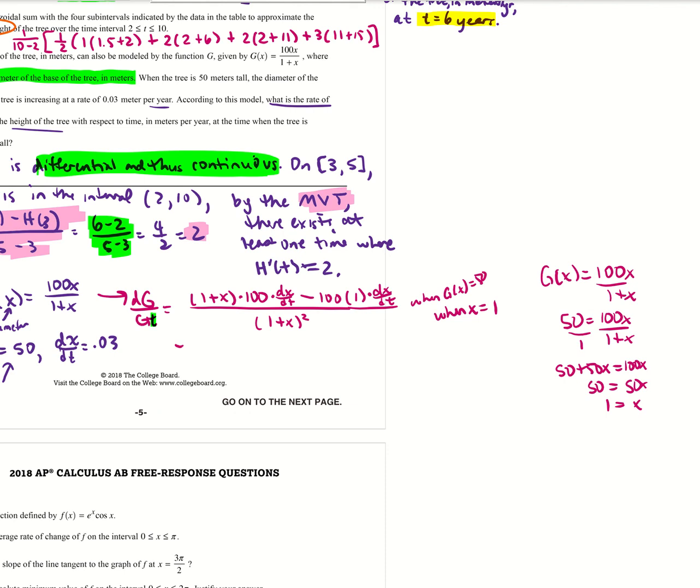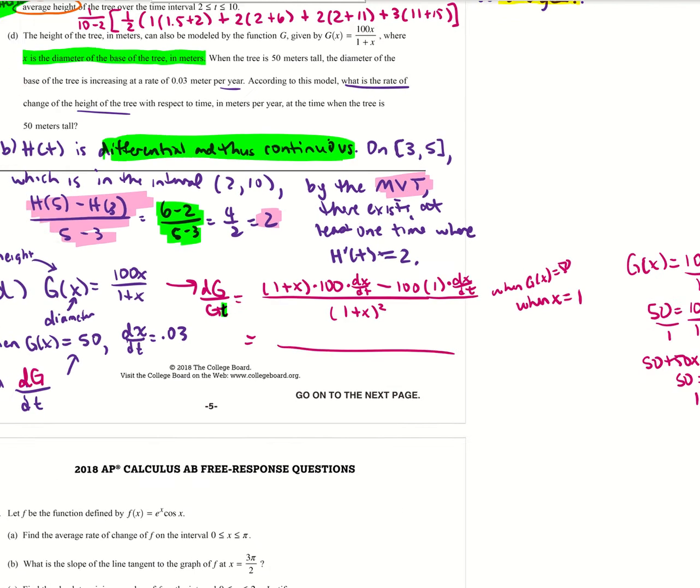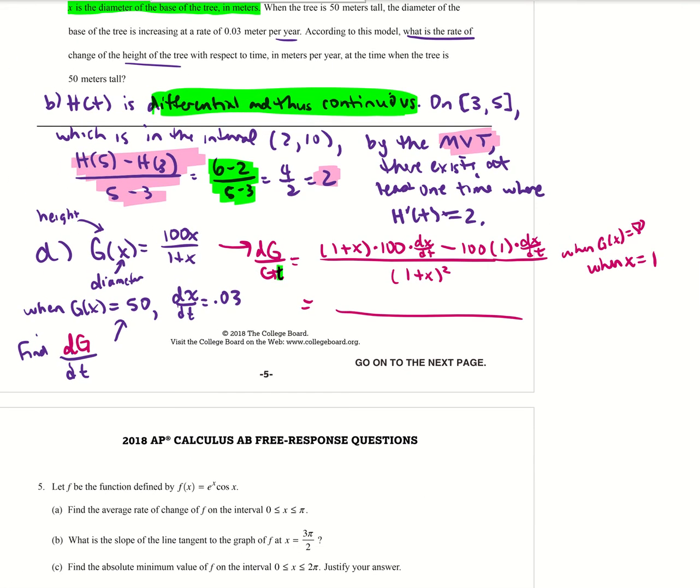And so now I'm going to go back through here. Wherever it says x, I'm going to substitute in a 1. Wherever it says dx over dt, I'm going to substitute in a 0.03.